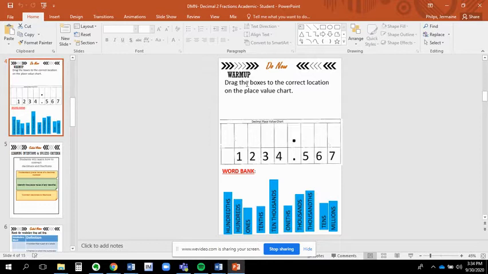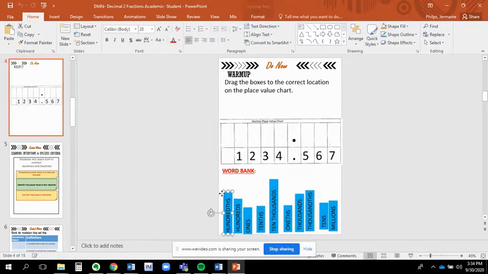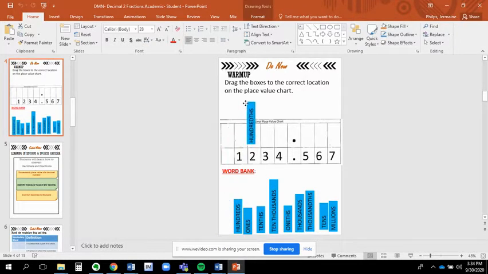So first thing it's saying is drag the boxes to the correct location on the place value chart. Okay, we have our number, 1,234.567. First thing they show us is hundredths. Hundredths will not go over the hundreds because of that THS at the end. Anything that ends with THS, hundredths, tenths, thousandths, ten-thousandths, means it's after the decimal.